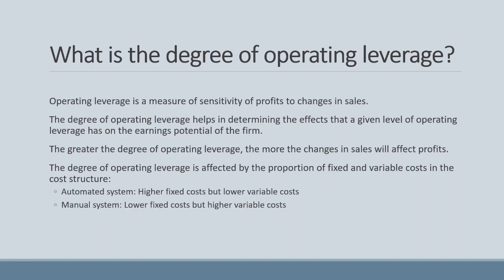The degree of operating leverage is dependent on the proportion of fixed and variable costs within the cost structure. A company which operates more automated systems is likely to have higher fixed costs and lower variable costs, while a company which operates more manual systems is likely to have lower fixed costs and higher variable costs. We will use an example at the end of this video to see how the cost structure impacts the operating leverage.